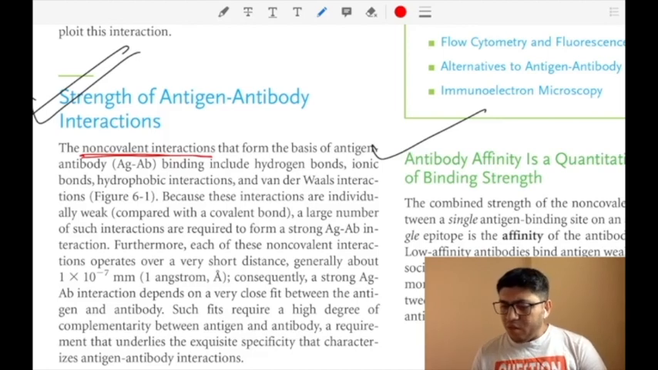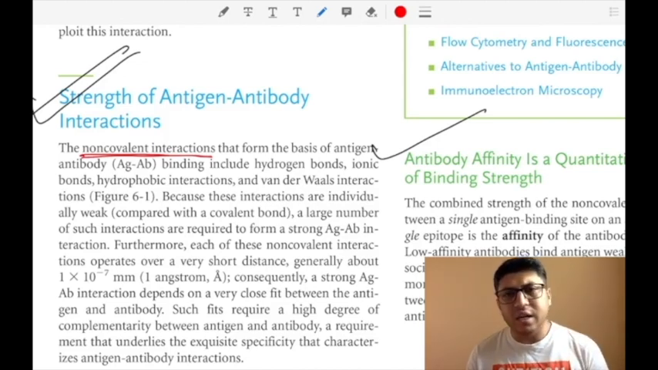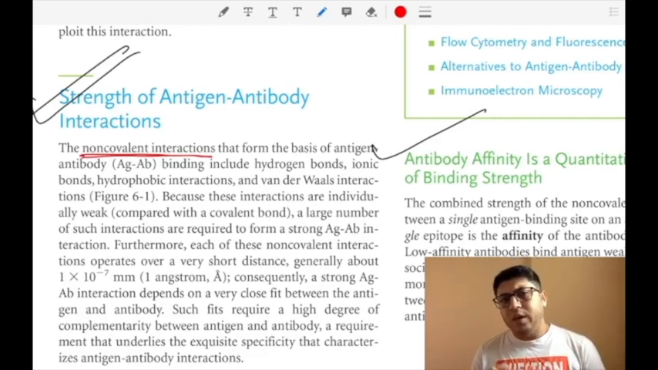Now, the more antigen and antibody interact, the more strongly they interact, the response will be much stronger. So if, as I said, recognition was weak, then automatically the response, or amplification or amplitude of the response, will be weak. So this is the most vital part of antigen antibody interaction.